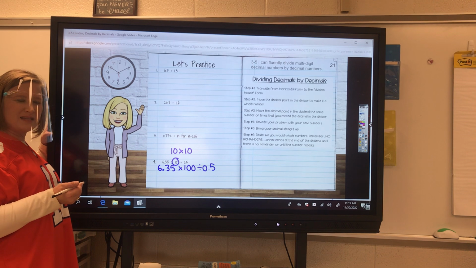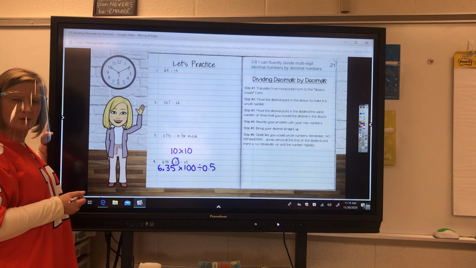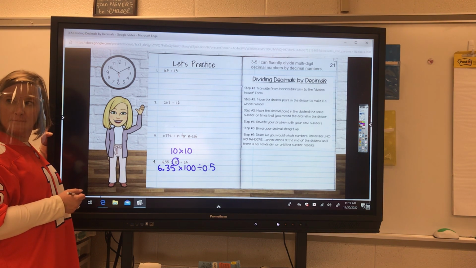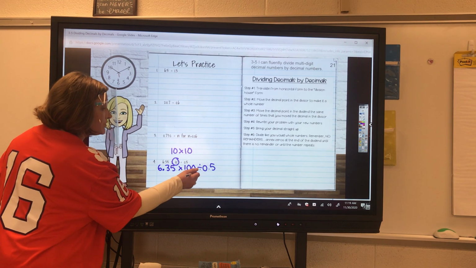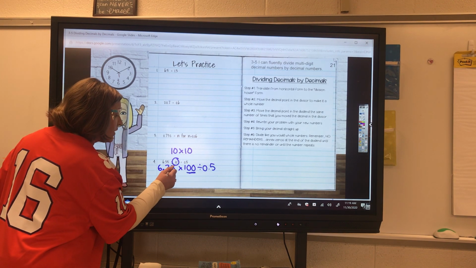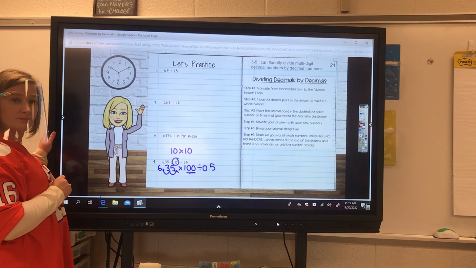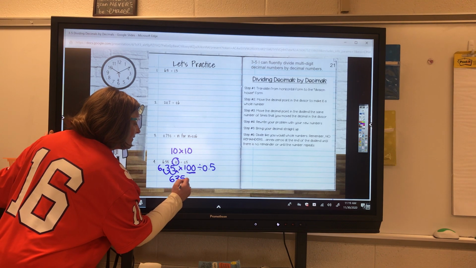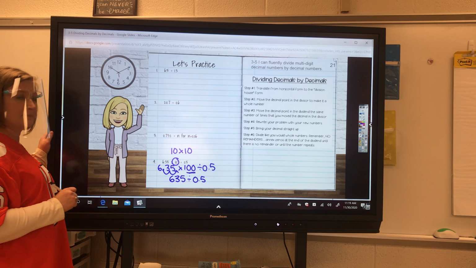If I multiply 6 and 35 hundredths by 100, what am I going to do with my decimal? Move it. How many times, Bree? 2, because I have 2 zeros. I'm going to move it twice. So I'm going to have 635 divided by 5/10.